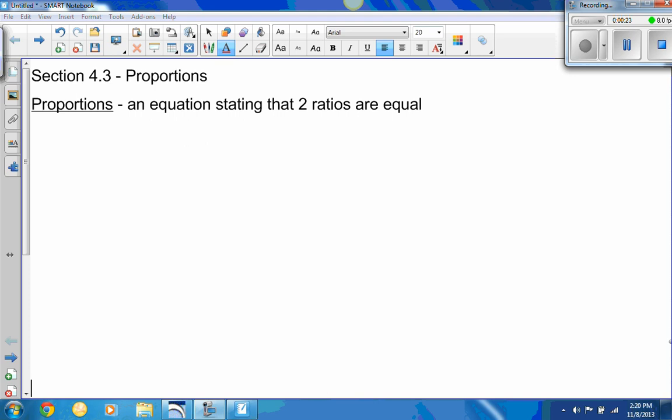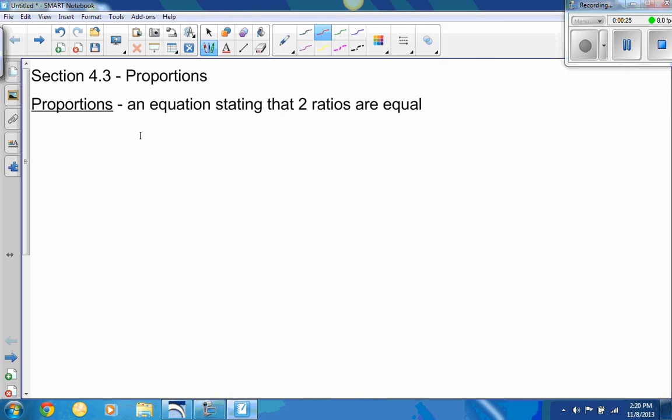So for example, if I said that 3/4 equals 9/12, that would be a proportion. Because if I reduce 9 over 12, it reduces down to 3/4.